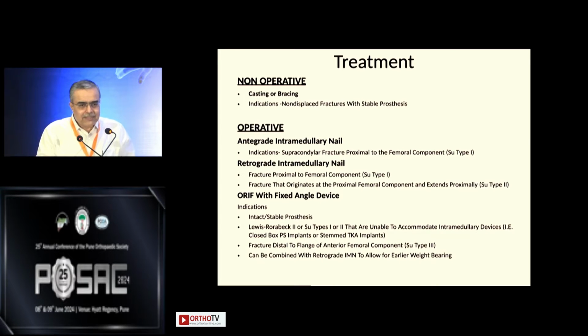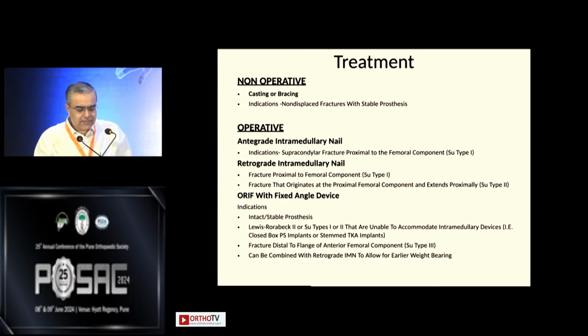Casting and bracing is typically indicated for non-displaced, stable fractures with a stable prosthesis. Operative treatment with antegrade nailing is for Su type 1, where it is a metadiaphyseal or diaphyseal fracture, which we can treat with an antegrade intramedullary nail. Retrograde nailing is indicated in Su type 1 or type 2 fractures with an open box femoral component. If it is a closed box, we cannot go for retrograde intramedullary nailing.